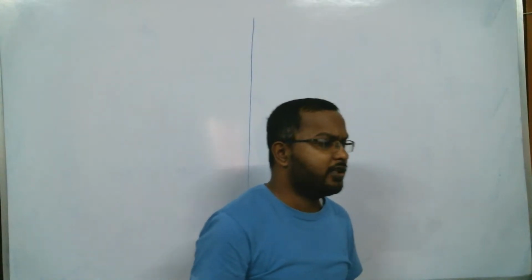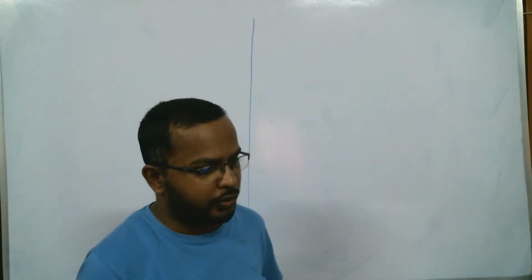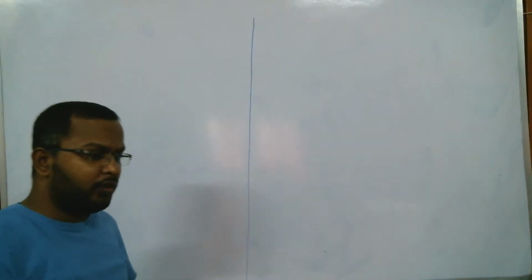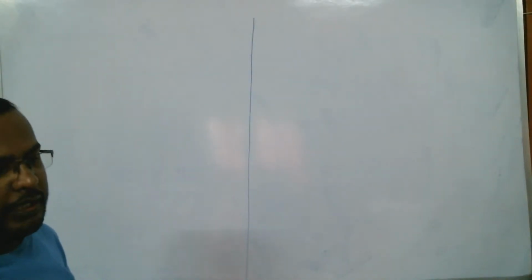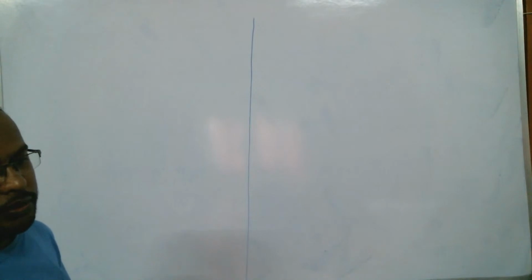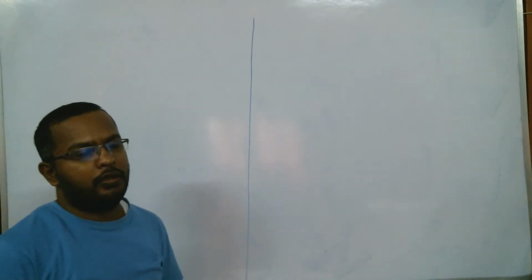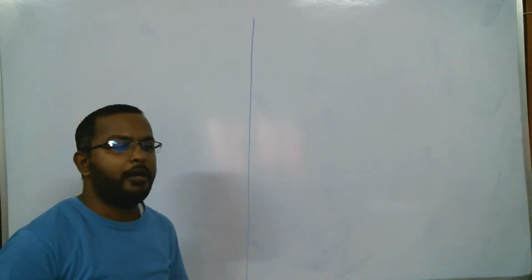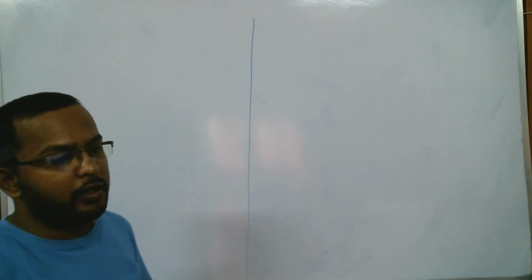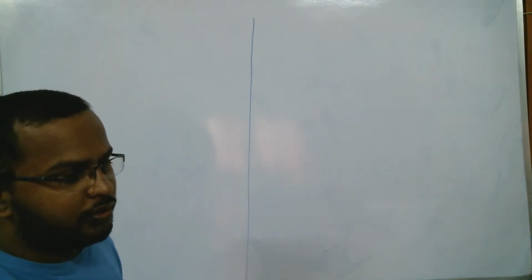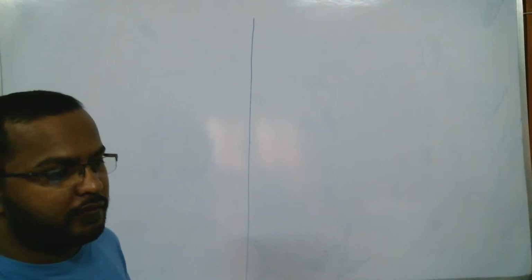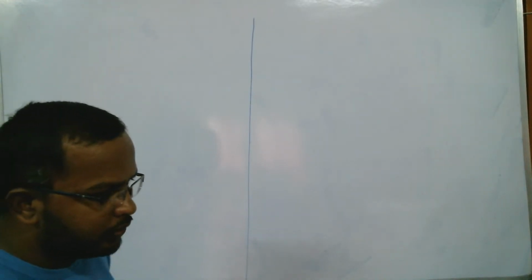So yesterday I was discussing congruency. We'll discuss what is meant by congruency, and after that we'll go to the proof part. Yesterday I was discussing: show that opposite sides of a parallelogram are equal. So this is what we were discussing in the previous class.